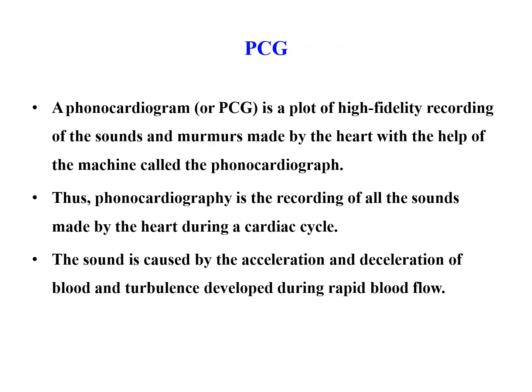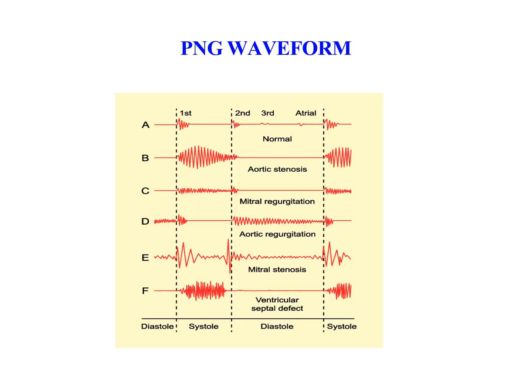Next one is phonocardiogram. A phonocardiogram is a high fidelity recording of the sounds and murmurs made by the heart with the help of a machine called the phonocardiograph. Phonocardiography is the recording of all sounds made by the heart during a cardiac cycle. Cardiac cycle means the PQRST levels. This is called the cardiac cycle.